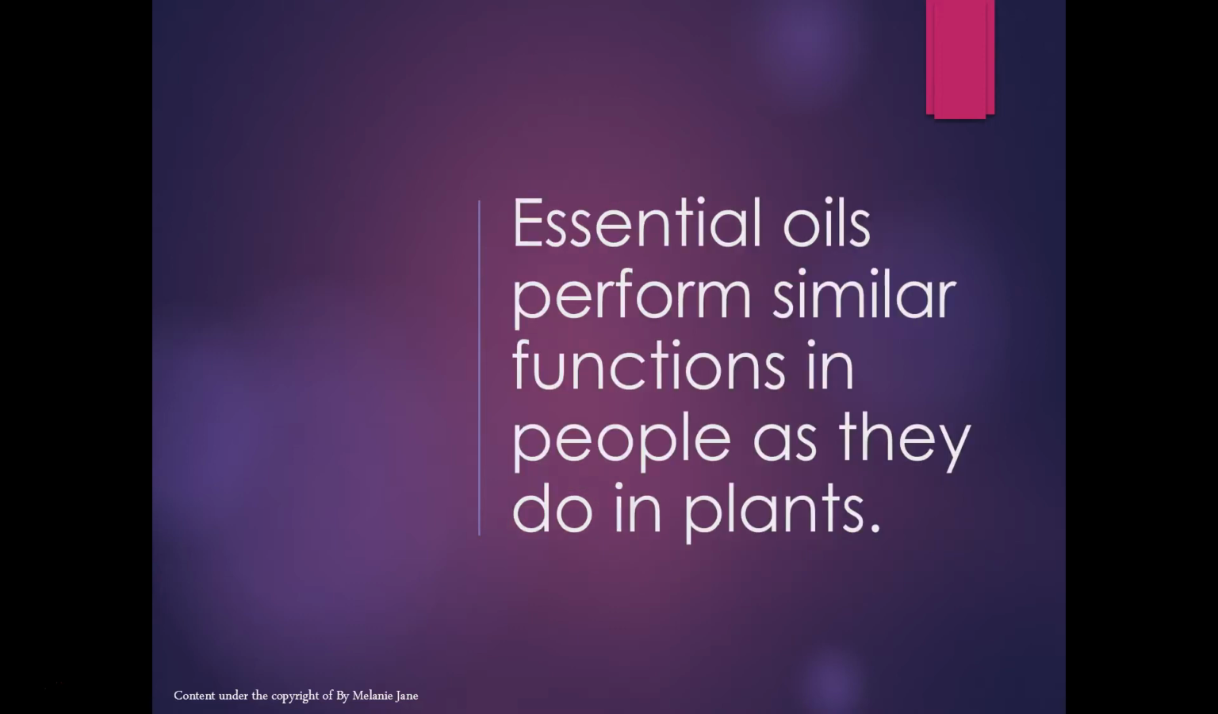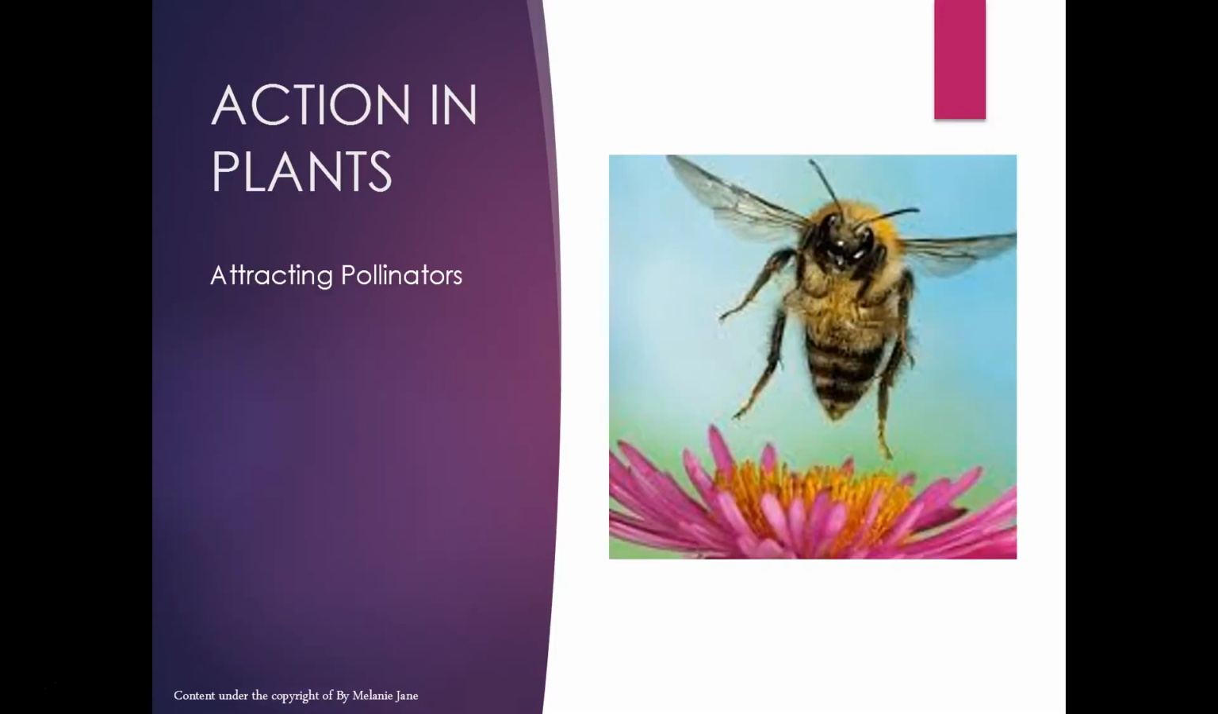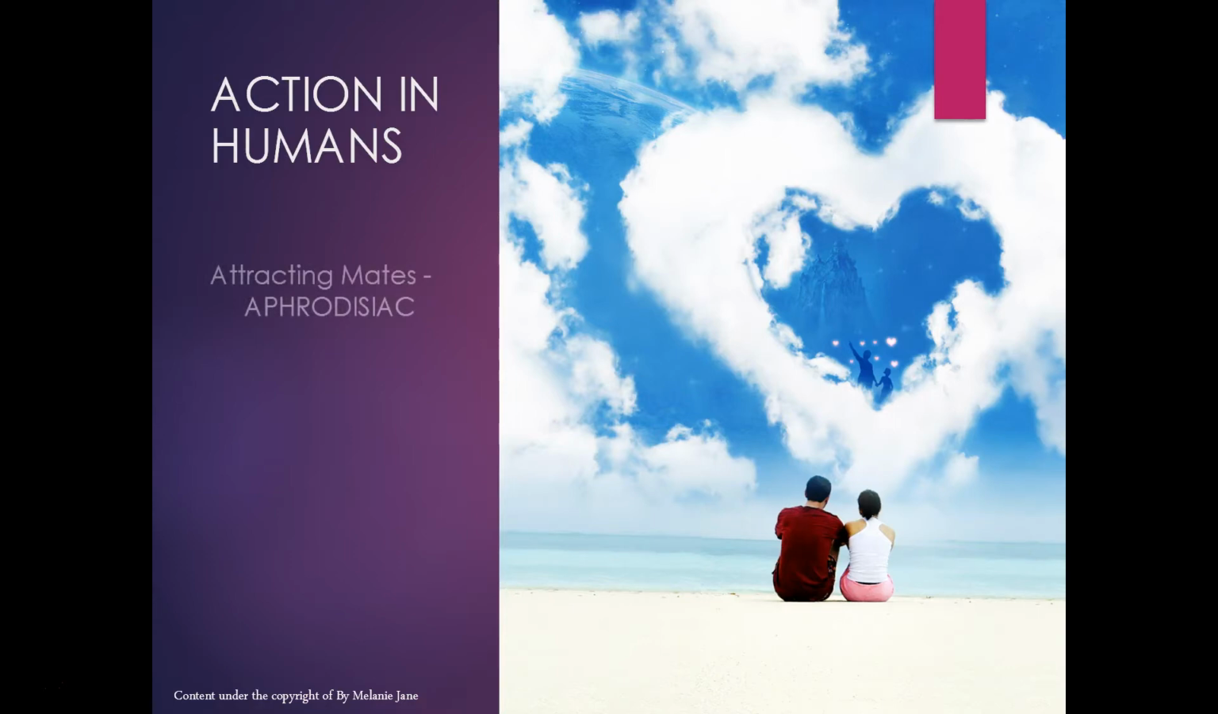Essential oils perform similar functions in people as they do in plants. This is another really, really interesting thing to note. So let's have a look. Action in plants: attracting pollinators. Of course, we've talked about white flowers attracting pollinators, and that's what they do. But let's have a look at the same action in humans. Attracting mates, aphrodisiacs: ylang ylang and jasmine, typical traditional aphrodisiac oils.